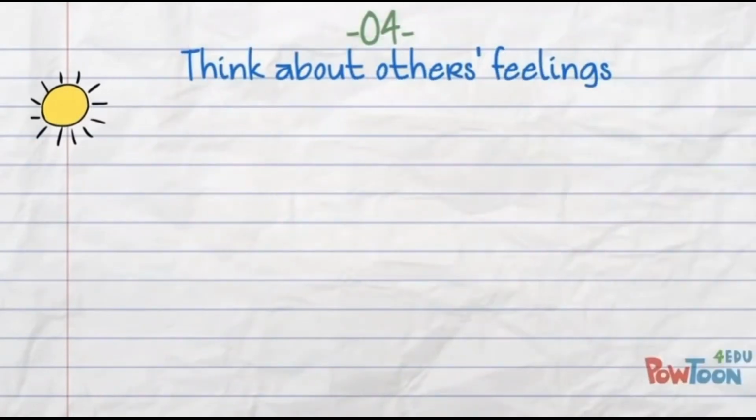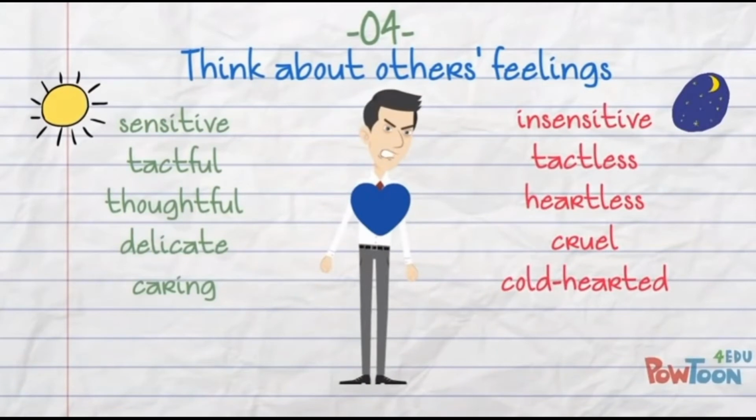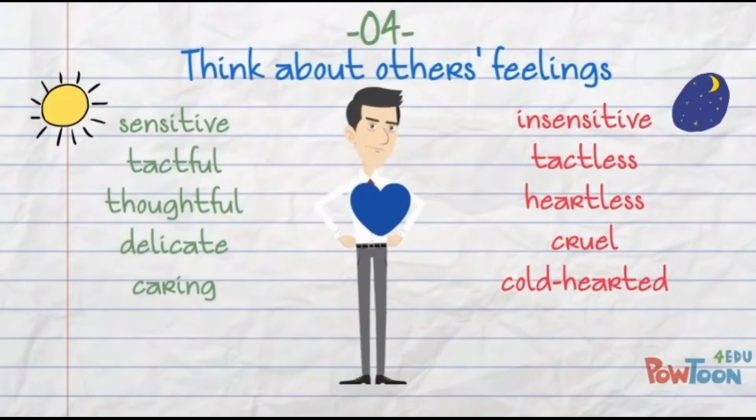People who think about others' feelings are sensitive, tactful, thoughtful, delicate, caring. And the opposites are insensitive, tactless, heartless, cruel, and cold-hearted.